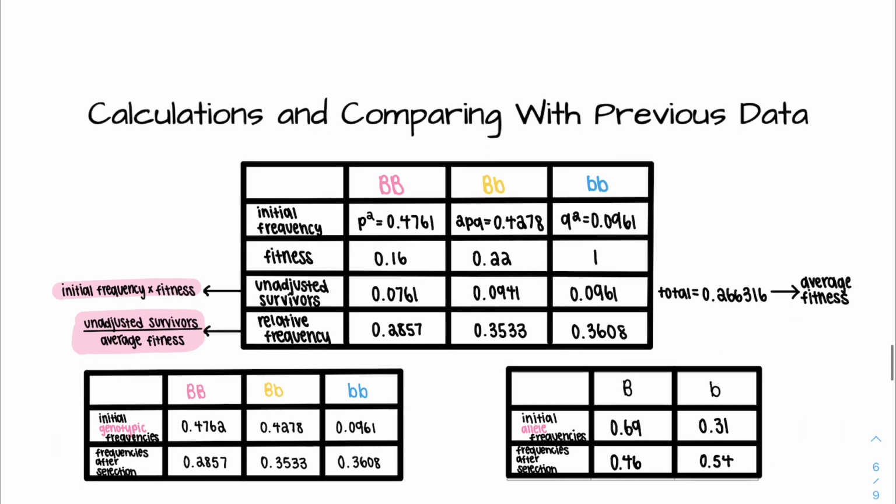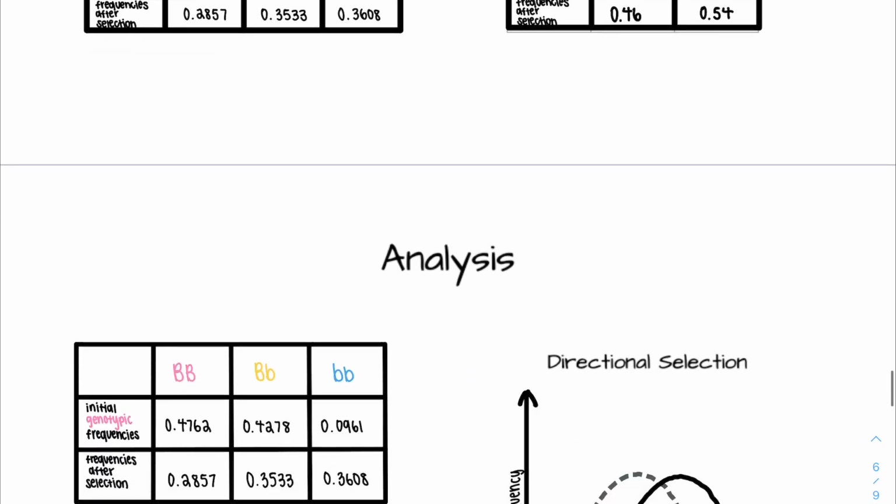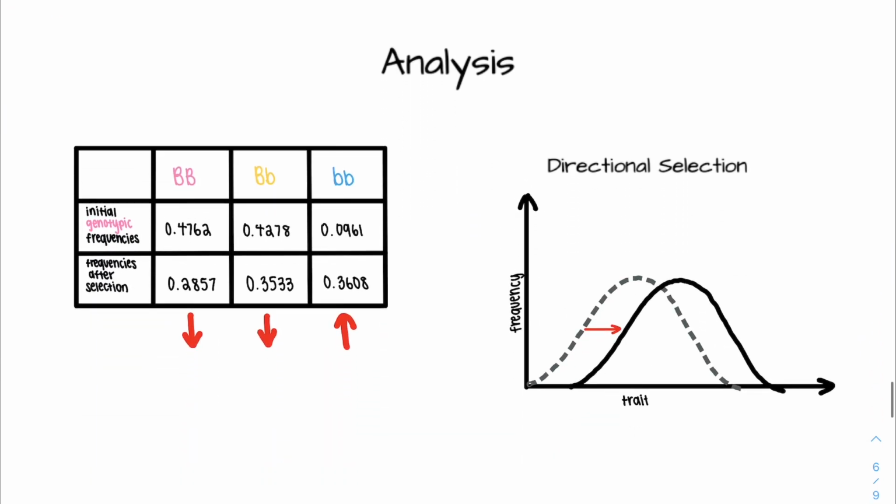In order to find out how selection affects the population of Care Bears, you will need the fitness of each genotype in the population, and these values are given. After completing the chart, we can compare the initial allelic and genotypic frequencies to those found after selection. Looking at the genotypic frequencies after selection, it is clear that the frequencies of our homozygous dominant and heterozygous genotypes decrease, while the frequency of the homozygous recessive increases.